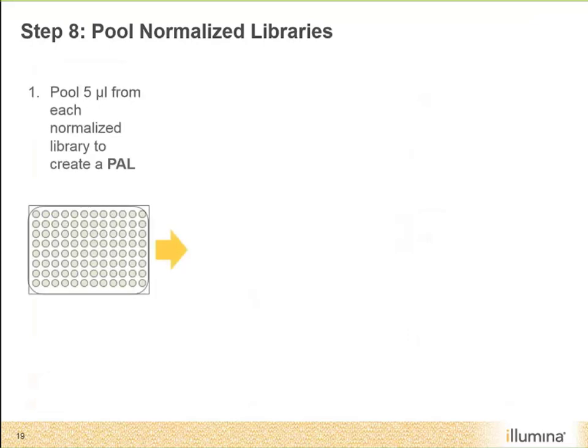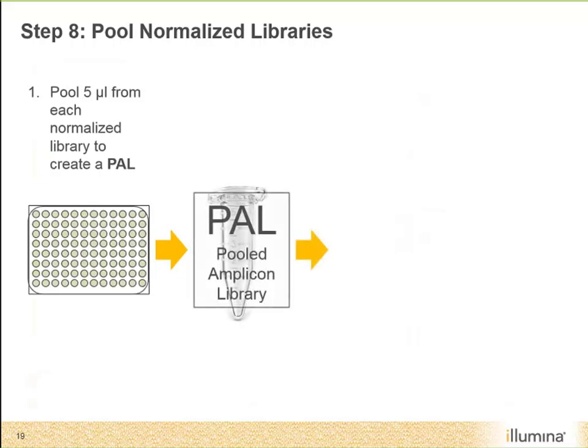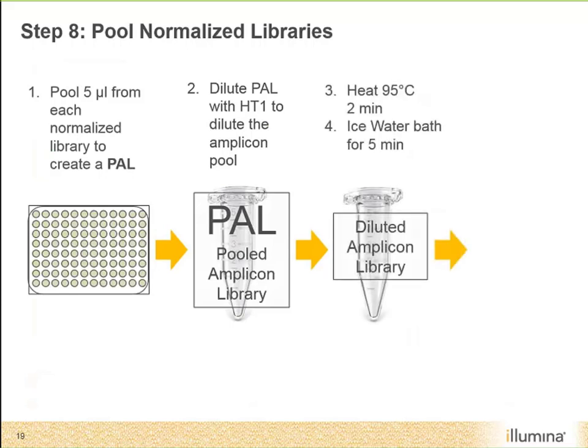So now that your libraries are normalized, we proceed to making our pooled AFRICOM libraries to go onto the MiSeq cartridge. To pool the libraries, we simply take 5 microliters of each of the normalized libraries to create what is called a PAL. This PAL is the pooled AFRICOM library. Once you have the pool of your 96 libraries in one Eppendorf tube, you then dilute that with HT1 to create the diluted AFRICOM library.